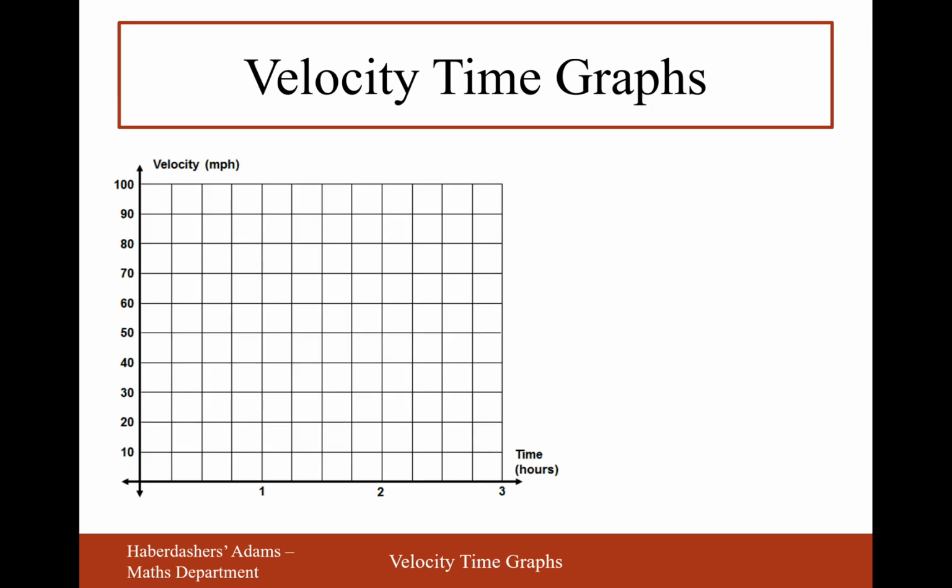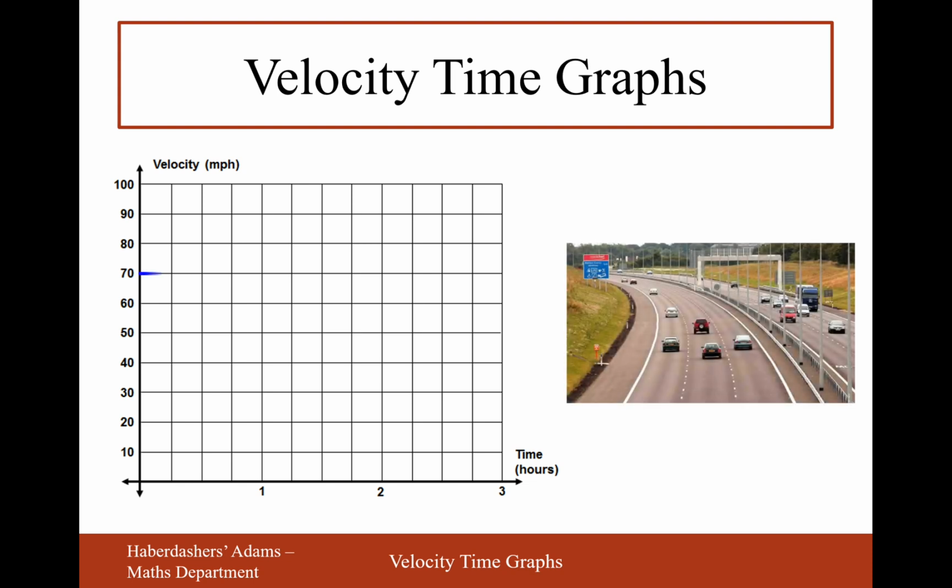So what a velocity time graph does is it records your speed as you travel over a certain period of time. Let's just imagine we're on our way on holiday and we're on the motorway, chugging along at 70 miles per hour. That's what the graph is recording here. It's recording that your speed was constantly 70 miles per hour for the first 1 hour.